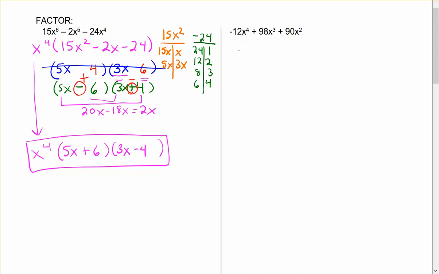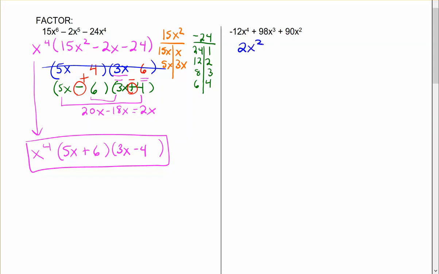They're all even, so I know I'm at least going to have a 2, but we might do better than that. But if we try some numbers, we're going to find that there isn't anything better than 2. So we're going to have a common factor of 2x squared. So I could factor that out.